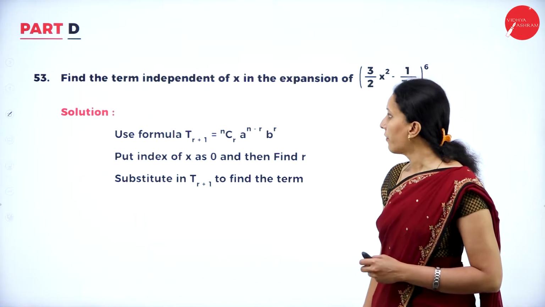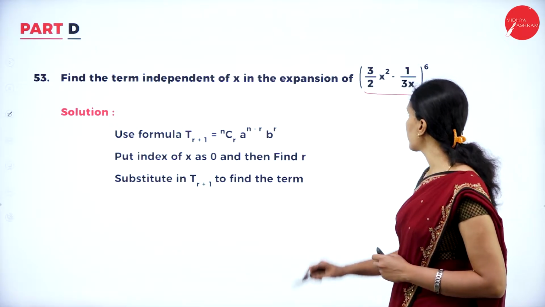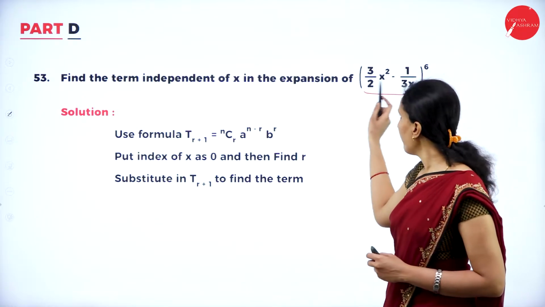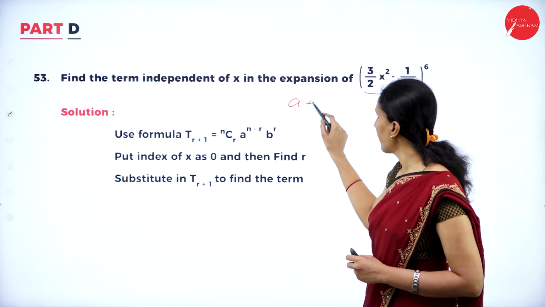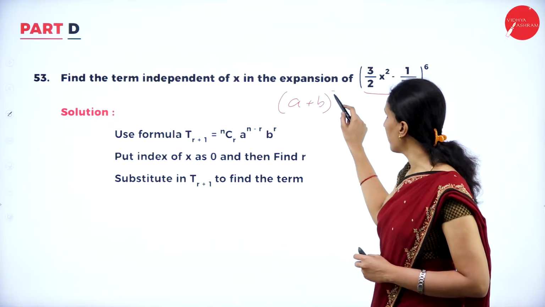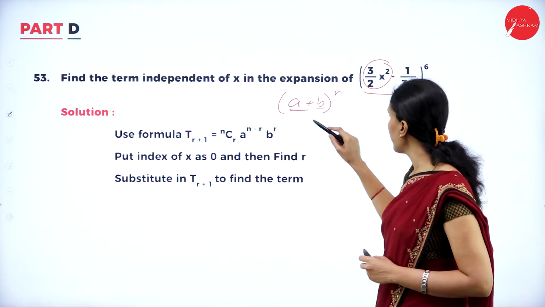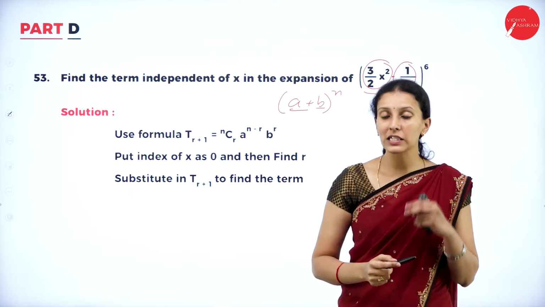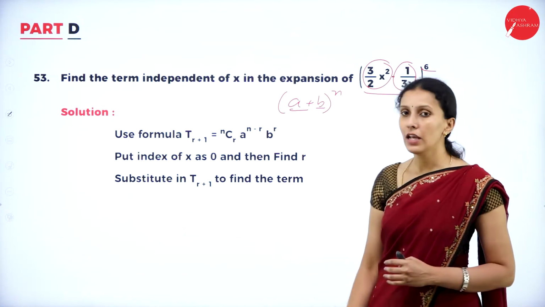Next question. Find the term independent of x in the expansion of (3 by 2 x square minus 1 by 3x) whole to the power 6. Whenever a binomial term is given, you should look at it in the form of (a plus b) whole to the power n. So the term a is 3 by 2 x square. The term b is minus 1 by 3x. Do not take it as 1 by 3x; take it as minus 1 by 3x. And the value of n is given, that is 6.